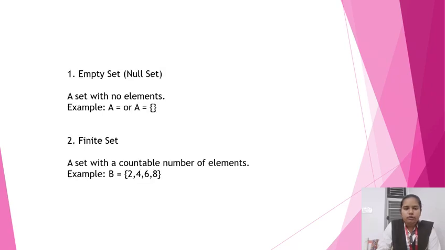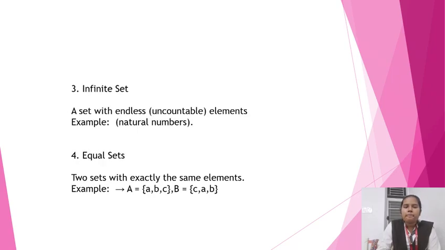We see about the first one, empty sets. A set with no elements is called an empty set or null set. For example, A = {} or A = ∅. It is about empty set. And second one, finite set. A set with a countable number of elements is called a finite set. For example, B = {2, 4, 6, 8} is a finite set. This is about finite set.